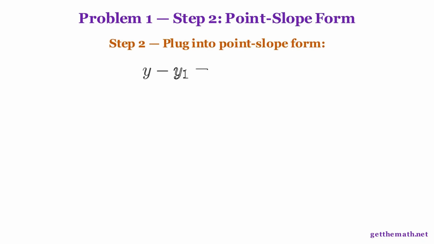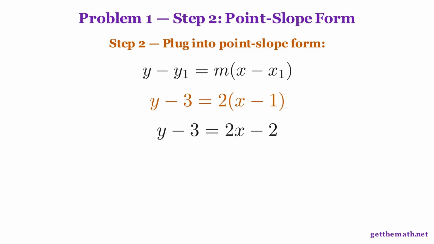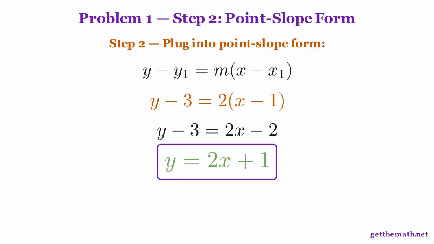Now point-slope form. y minus y1 equals m times x minus x1. y minus 3 equals 2 times x minus 1. y minus 3 equals 2x minus 2. y equals 2x plus 1. That's our answer.